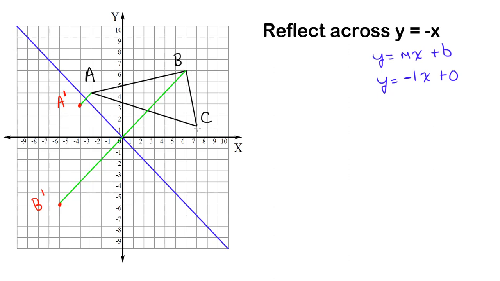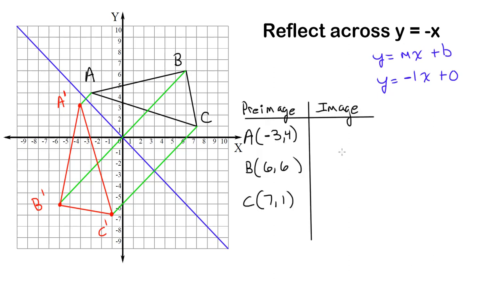And then C. So we're going to move 1, 2, 3, 4. So now we got to go 4 in the other direction. 1, 2, 3, 4. And this is going to be the location of C prime. And once again, we just connect them together. So this is the reflection of triangle ABC over the line y equals negative x. Now let's take a look at the ordered pairs and see how they changed.